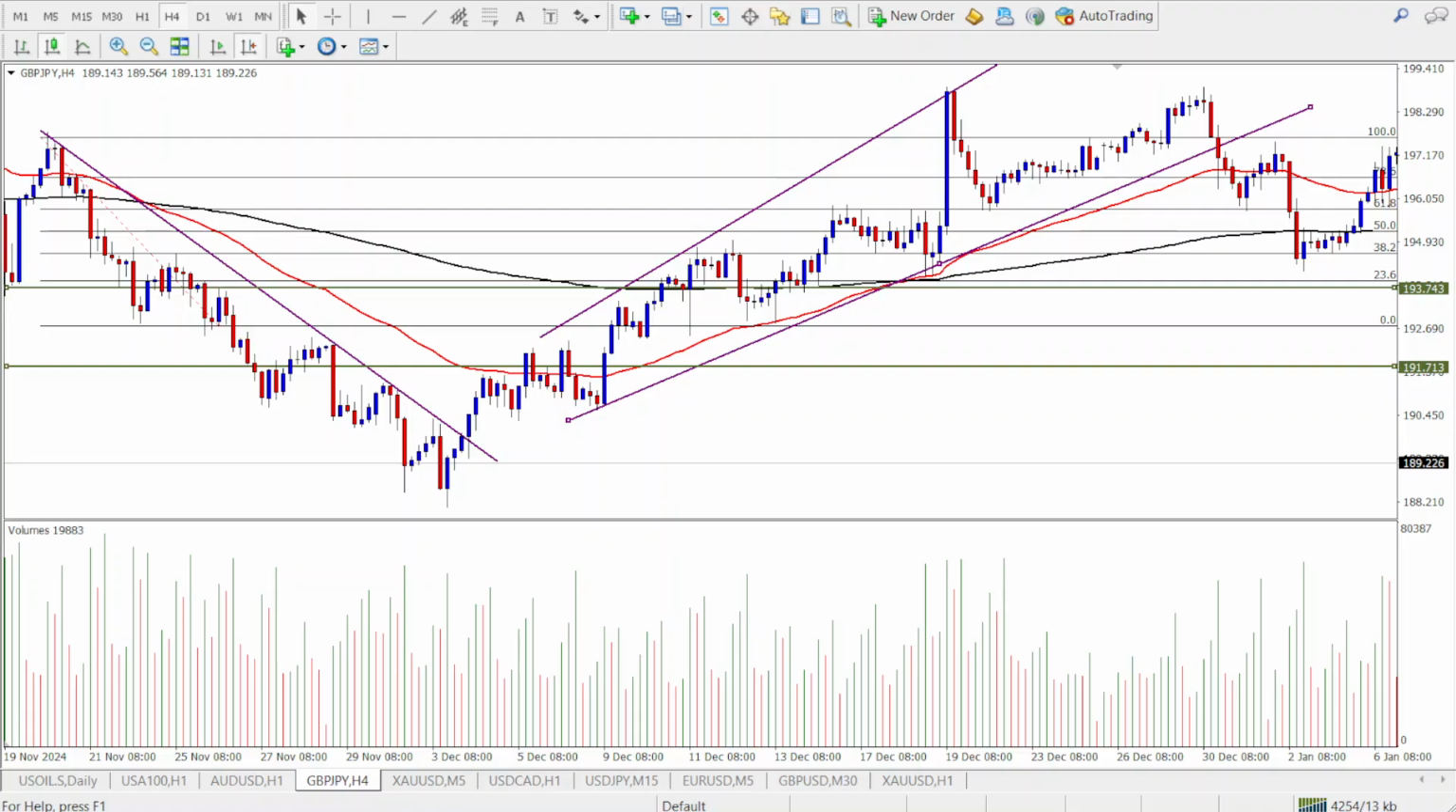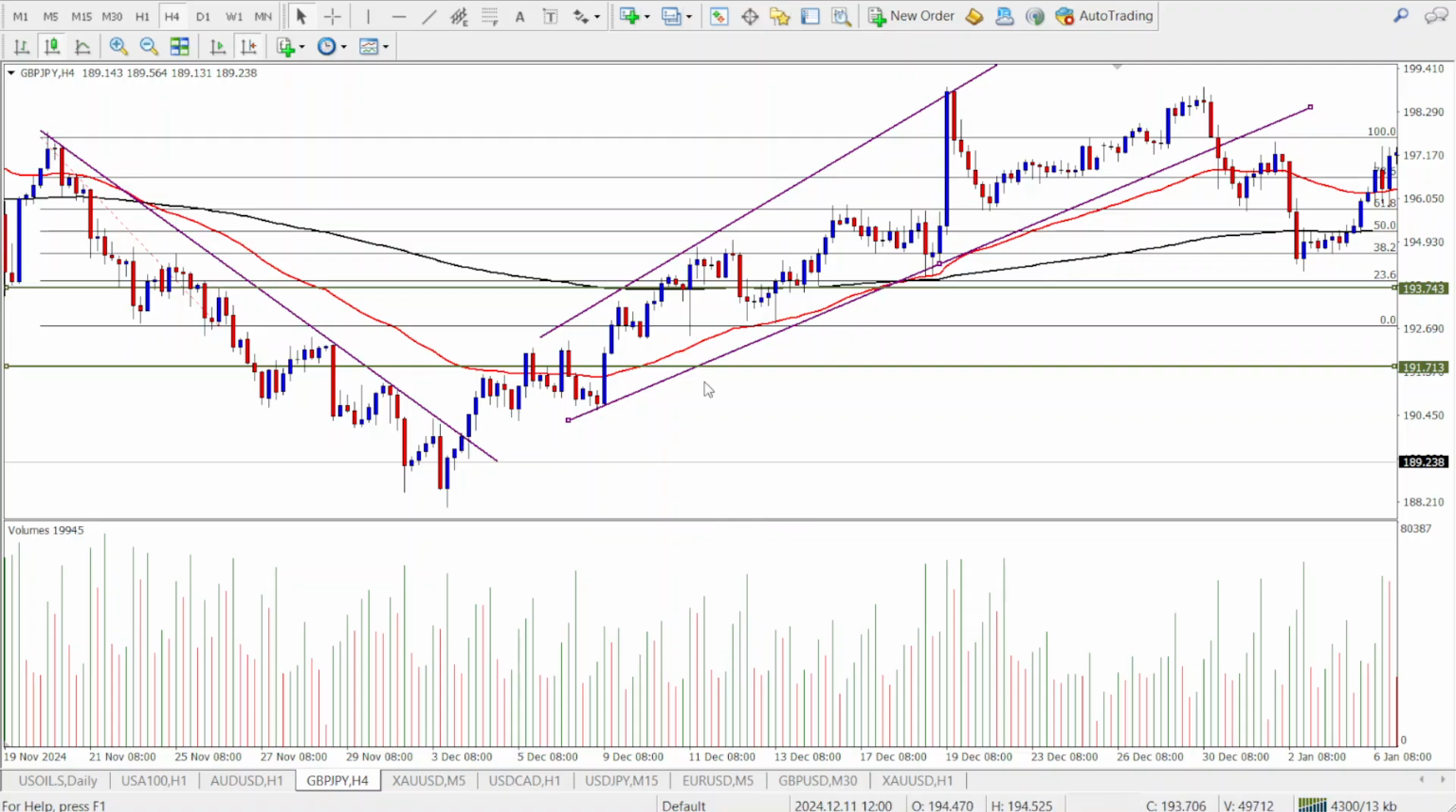Now, let's just do a very quick recap of the most important points. Okay? First, pullbacks are temporary retracements in a trending market. Secondly, the best entry zones are support and resistance zones, moving averages, Fibonacci levels, and trend lines. Thirdly, always wait for confirmation before entering your trades. Use price action and volume signals.